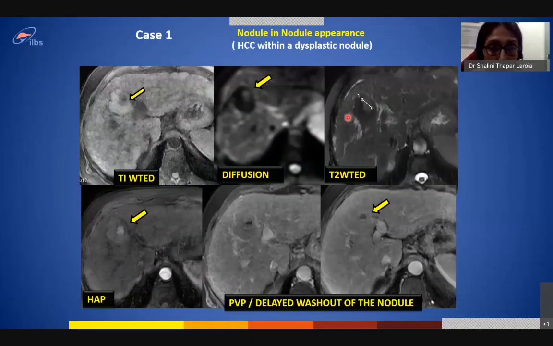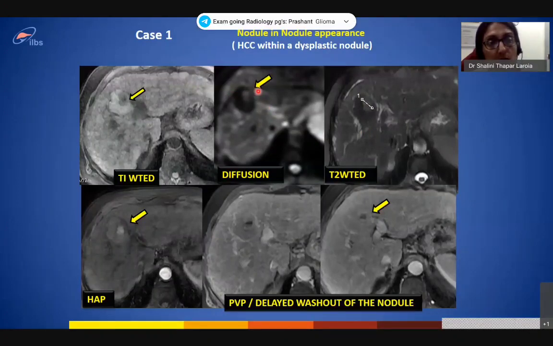On the T2 weighted scan, we know that all tumors are usually hyperintense. And so here is a nodule which is hyperintense on T2 within a darker nodule. Why is it dark? Because it also has some iron content within it. And usually dysplastic nodules are not bright. So this bigger nodule is probably a dysplastic nodule. On diffusion weighted images, only the inner nodule shows some sort of restriction.